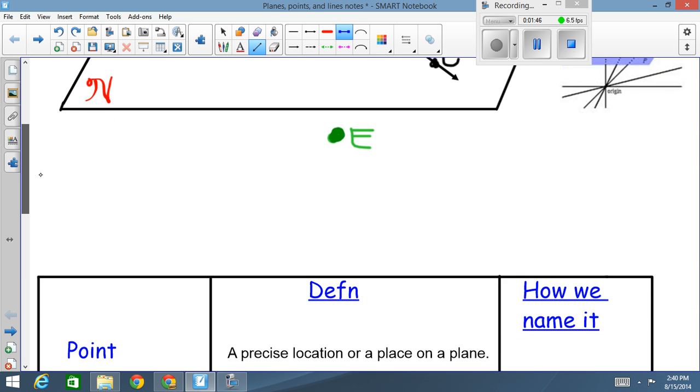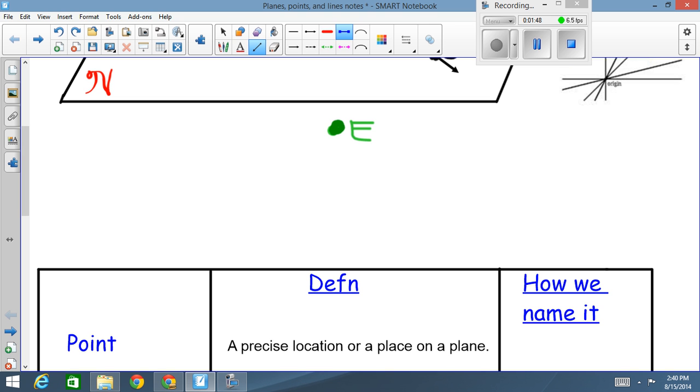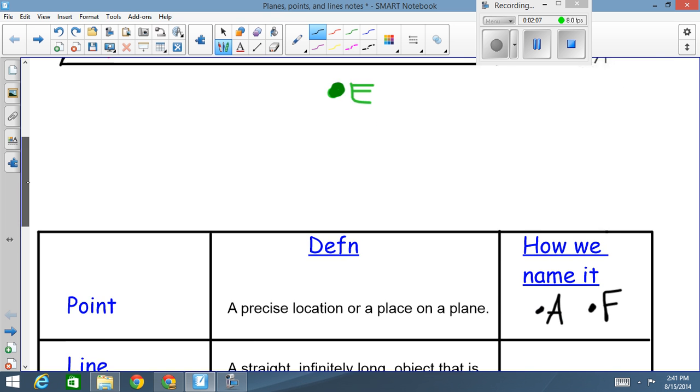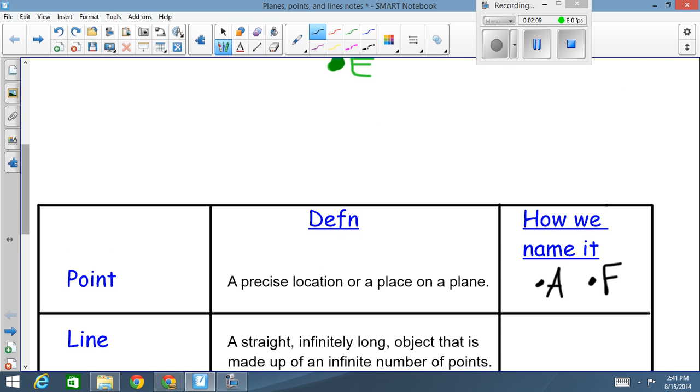So how do we name points? Well, if we're looking up there at the top, essentially a point is named by putting a point and then putting like a capital letter next to it. That's how we name a point. Point A. Or you could have like point F, capital letter, okay? That's point. Second thing we're going to talk about is a line.